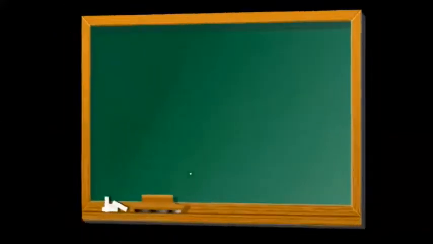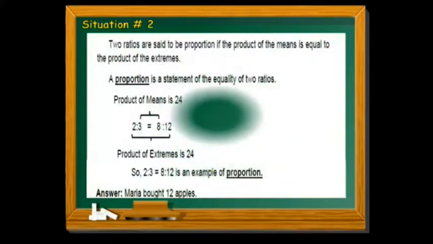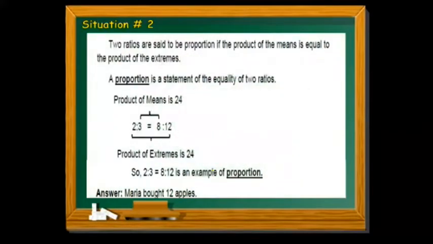Therefore, class, two ratios are said to be proportion if the product of the means is equal to the product of the extremes. A proportion is a statement of the equality of two ratios. The product of the means is 24, so the product of the extremes is also 24. So 2 times 12 is equal to 24, and the product of the means, 3 times 8, is 24.